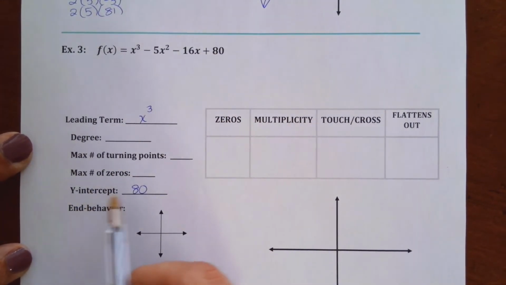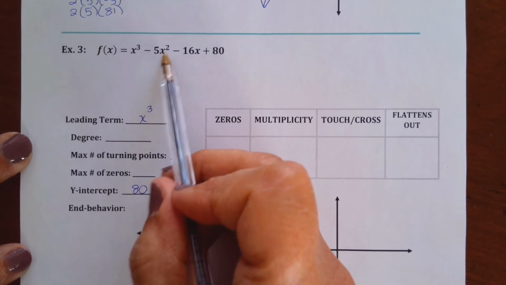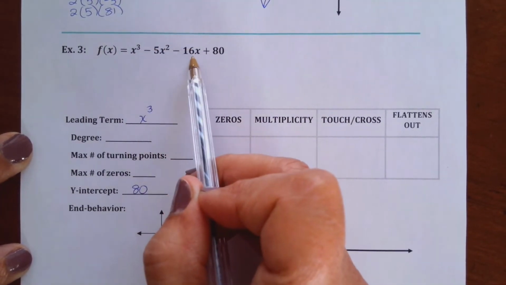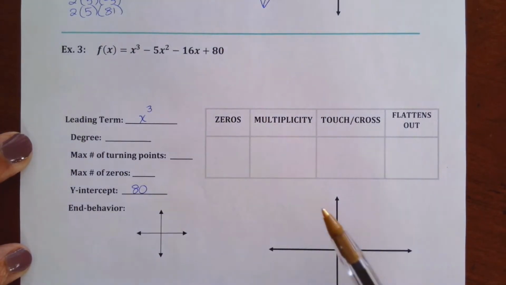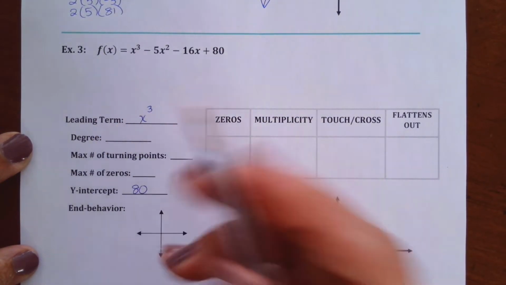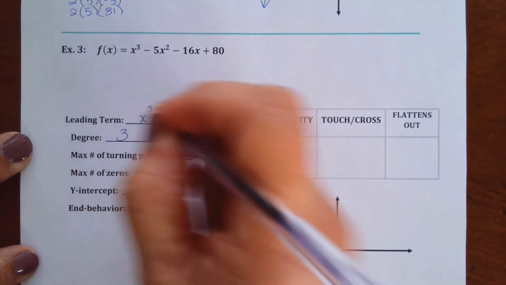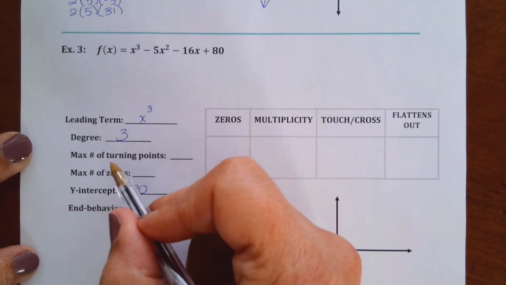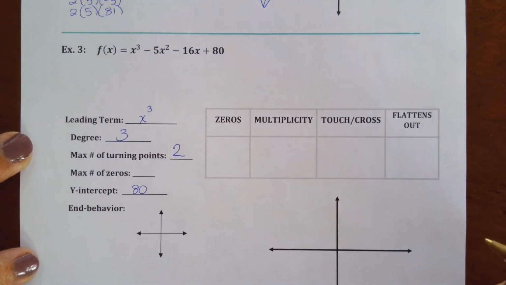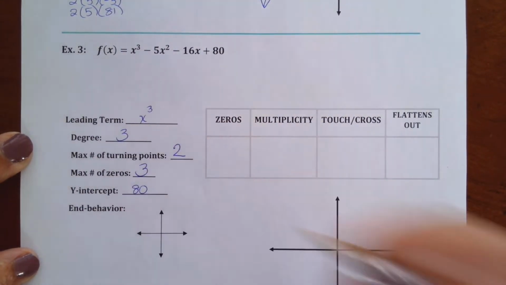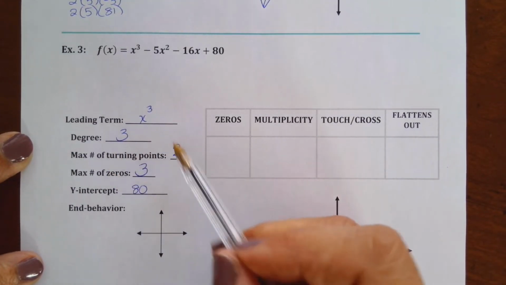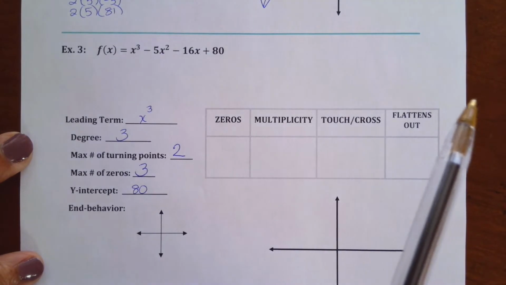If you don't remember that, you remember you let all the x's be 0. So if this is 0 and this is 0 and this is 0, then you're going to end up with 80, right? So there's your y-intercept. Okay, so the degree of this polynomial is 3, okay, highest power. The maximum number of turning points can only be 2, and your maximum number of zeros would be 3. Okay, so this is important that you know that based on your polynomial.